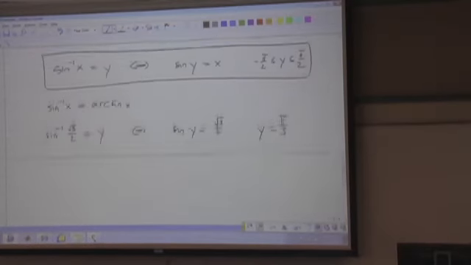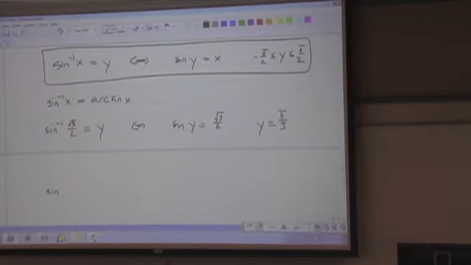Now, what if I ask you what's sine inverse of minus 1/2? Again, this is a question. Negative pi over 6. Is that making sense? Yeah? Okay. Wonderful.